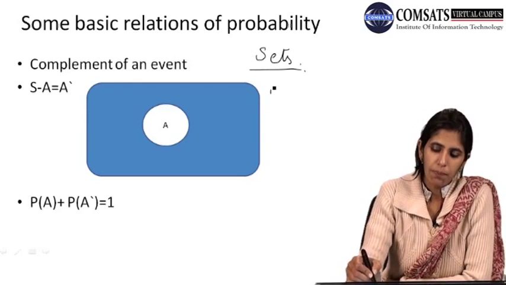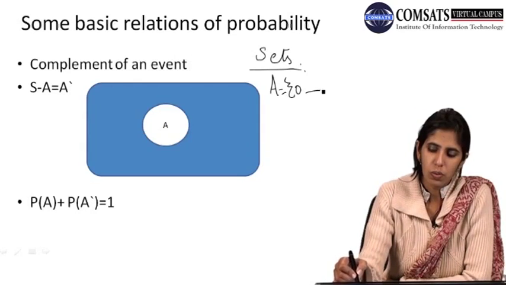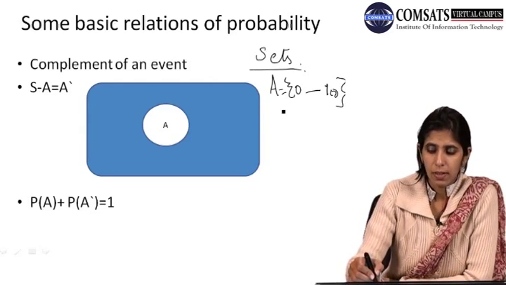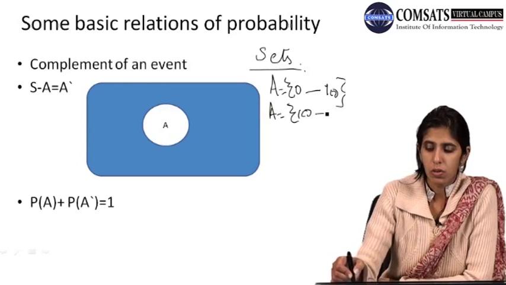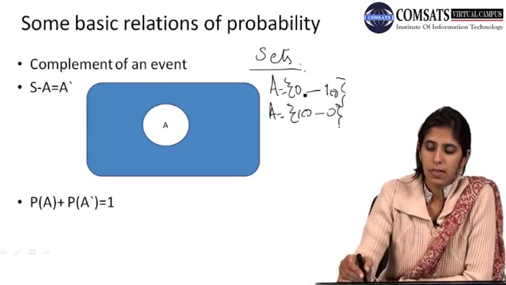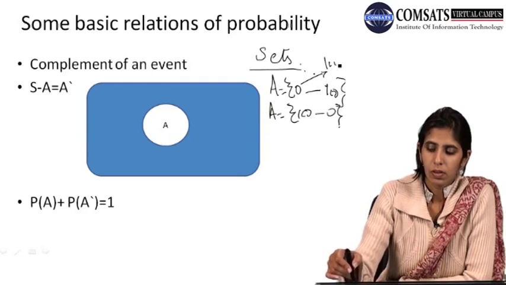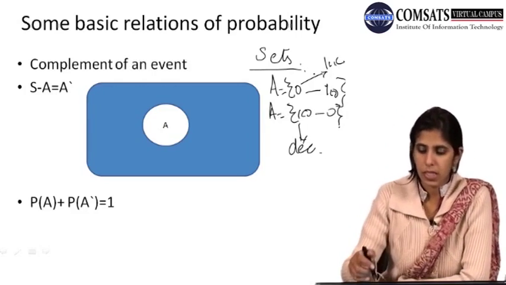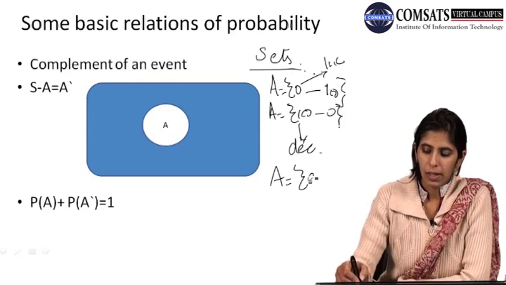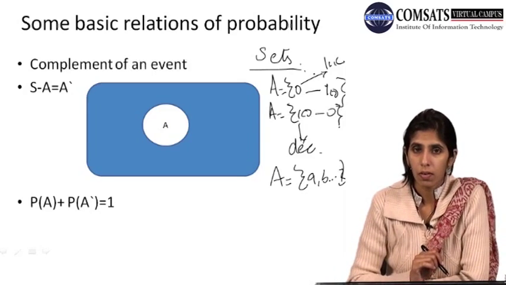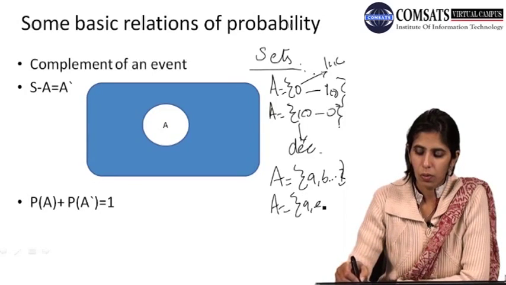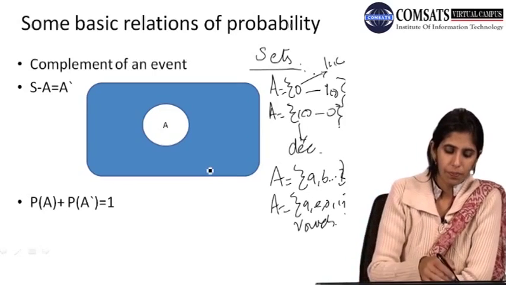For example, if you talk about A, A can have 0 to 100 numbers, a set, structured. This can be a case where A is equal to 100 to 0. This is increasing in nature, and this is decreasing in nature, but structured. Or you can say that A is equal to A, B till Z, structured, alphabetically arranged. Or you can say A is equal to A, E, O, U, I, vowels, structured and mentioned in a range.